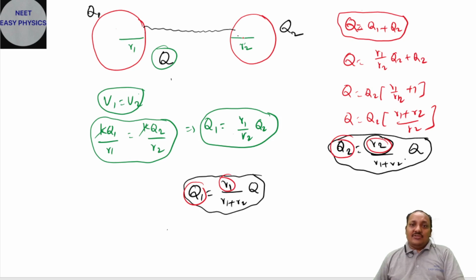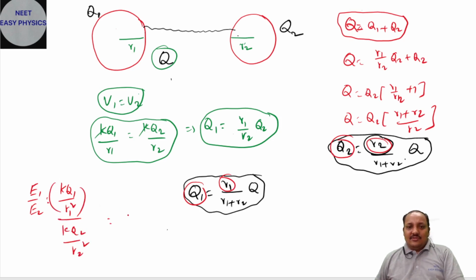Sometimes they will ask what is the ratio of their electric fields. Then E1 by E2 is equal to K Q1 by R1 square divided by K Q2 by R2 square. Then what is going to happen? Q1 by R1 square into R2 square by Q2. Now again, what is Q1 by Q2 from this?